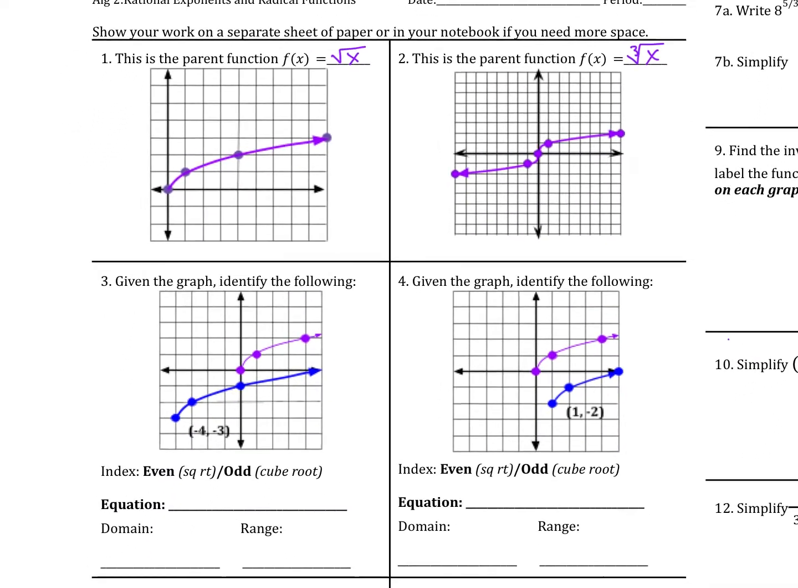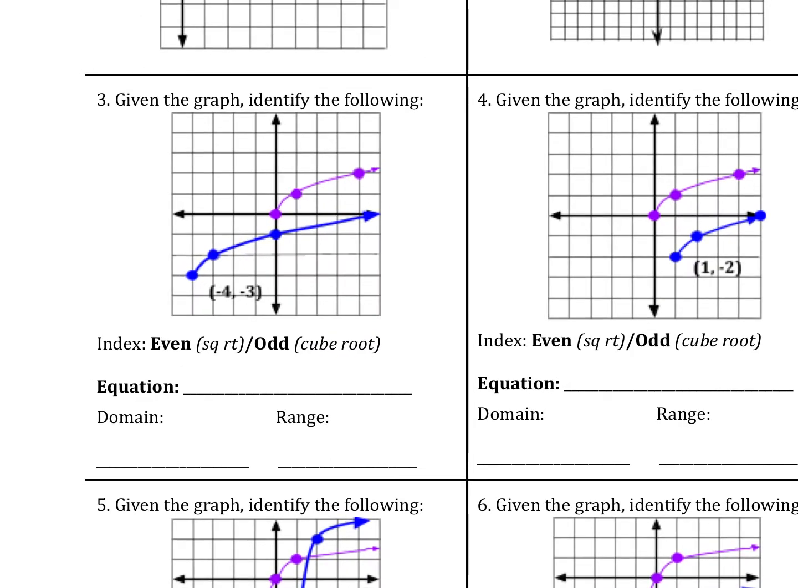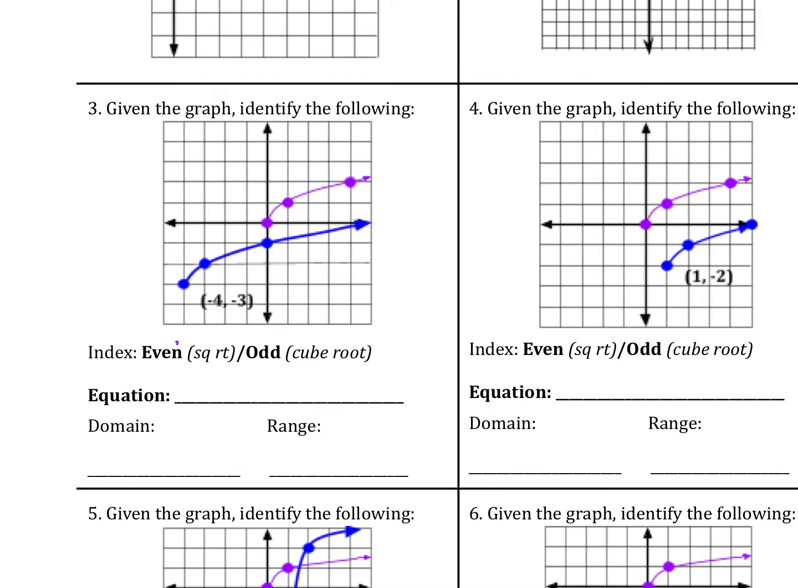So knowing that, look at number 3. Given the graph, identify the following. So number 1, is this an even root or an odd root? So it's even, it's a square root function like above. Okay, so remember with square roots, you're not allowed to have negatives inside the square root as your final answer. And so that's why it's only partial here.